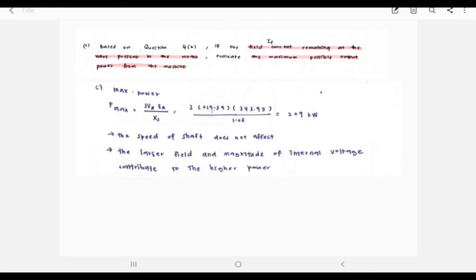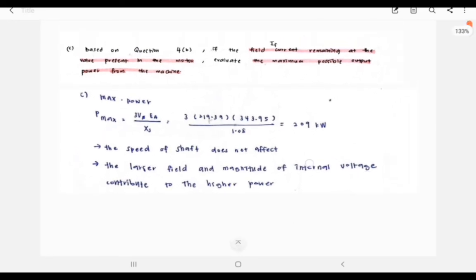Next is question C. Based on question 4B, if the field current IF remains at the value present in the motor, evaluate the maximum possible output from the machine. We will use Pmax equals 3 V phase times EA divided by XS. The answer we will get is 209 kilowatt. The speed of the shaft does not affect it. The larger field and magnitude of internal voltage contribute to higher power.